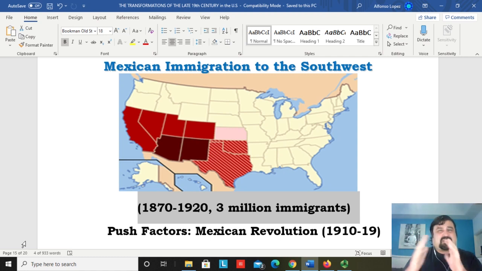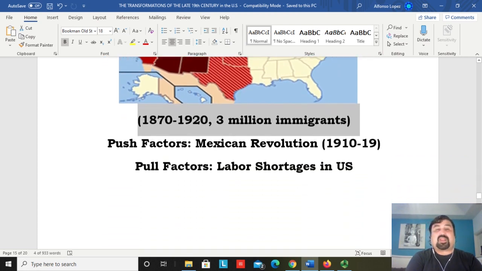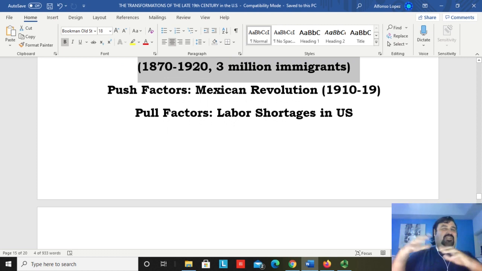That is to say, the immigration we're referring to here took place in the years between 1870 and 1920. This was the period in which we see 3 million Mexicans crossing the border and moving into places like particularly Texas, Arizona, New Mexico, and California. What were the reasons?